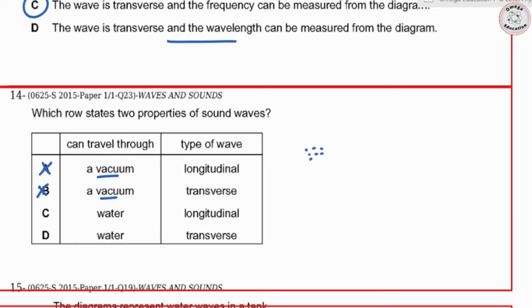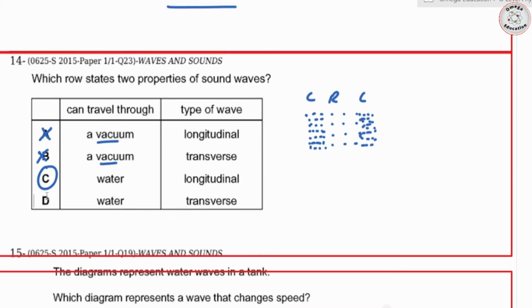Right? So a region for the sound waves might be compression, followed by a region of low pressure, which we call rarefaction, followed by a region of high pressure, which we call compression. So compression followed by rarefaction followed by compression, and that is how the longitudinal wave propagates. So C is the right answer. Sound waves can travel through a medium, and the medium can be anything: solid, liquid, gas, and the type of wave is longitudinal.